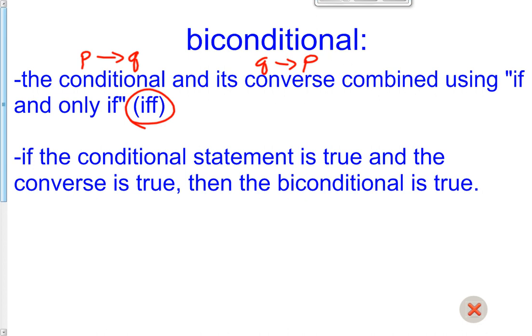One thing that's important to note, you could write this down in your notes as well, is that if the conditional statement is true, and the converse is true, then the biconditional is also true. So if you're having a hard time determining whether a biconditional statement is true or false, you could break it up into the conditional statement and the converse. If both of those are true, then the biconditional is also true.